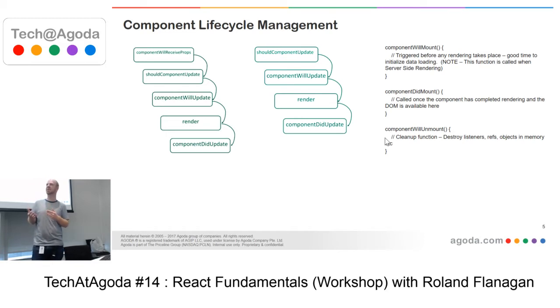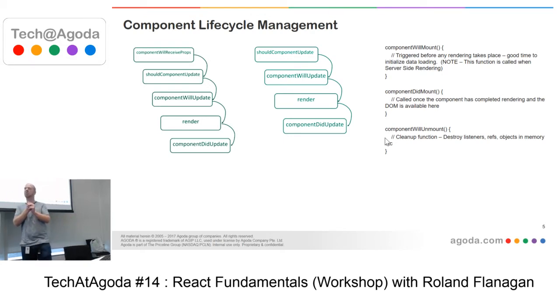So the second event you'll see in the left-hand list is should component update. And you'll notice that that's the first event in the middle list there. This is because properties and state both can dictate whether or not your component changes. So they share the lifecycle together. The only difference being component will receive props is obviously exclusive to properties. So it goes down the path.